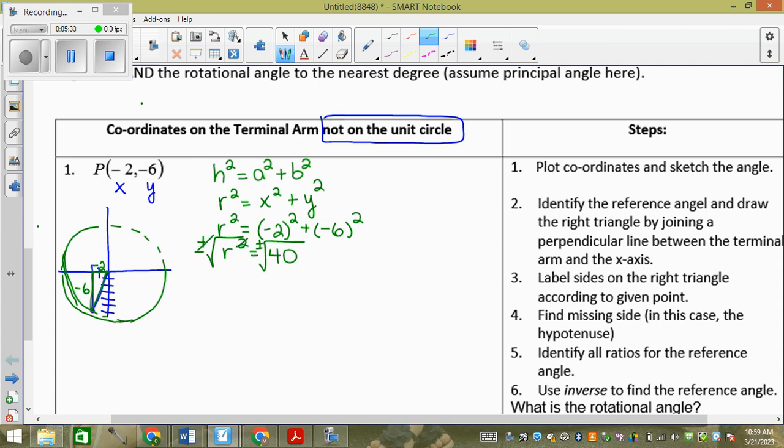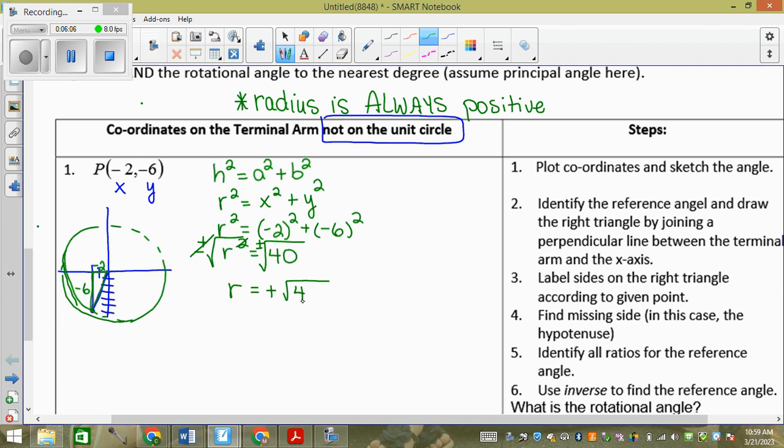Radius is a length of measure. Can radius ever be negative? No, it can be 0 or positive, right? So x's and y's can be negative, but your radius will always be positive. And I'm going to put this up here to remind myself. So I get r equals positive root 40.